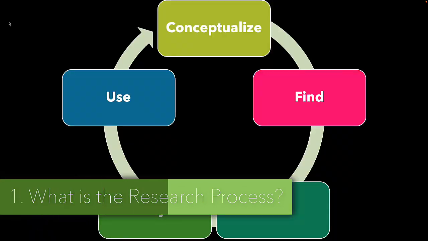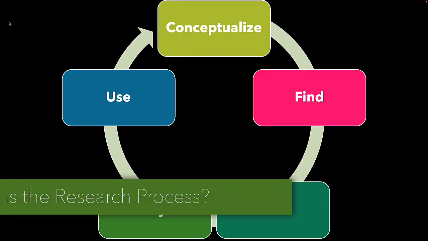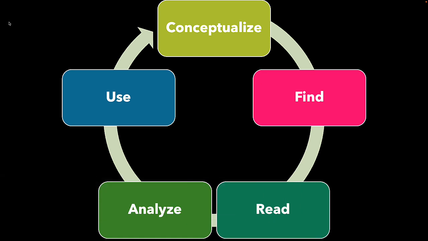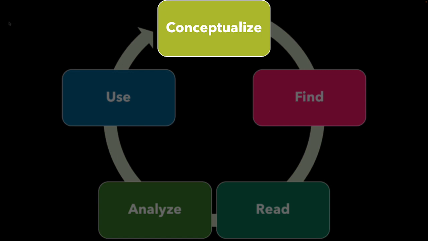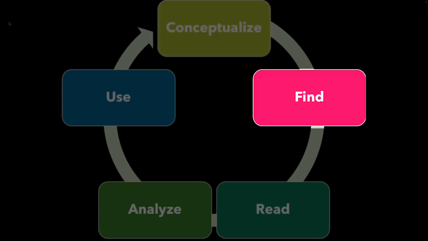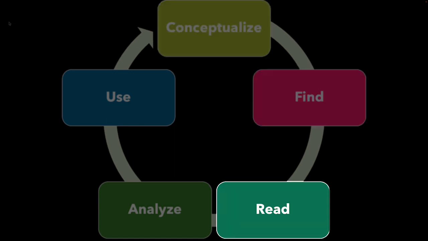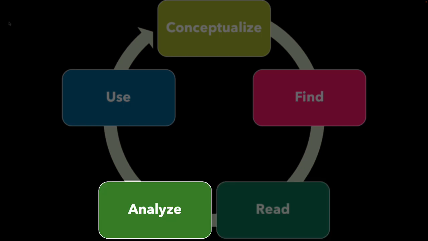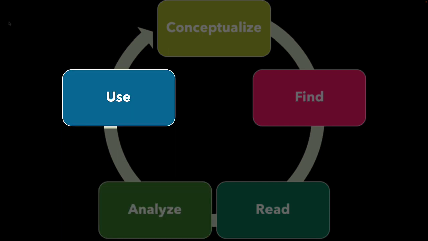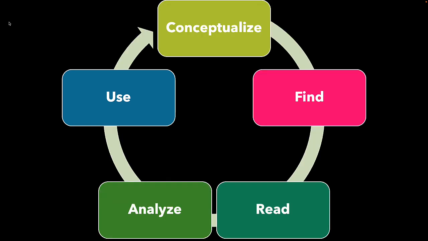All right, you may remember this graphic from a previous video. This represents the entirety of the research process. All research begins with the conceptualization of the project and then proceeds to finding resources and materials to use. Researchers then read those sources and analyze them, much like scientists arranging their experiments and then running those experiments. Finally, researchers use the analysis to create some piece of research, a paper or a poster or a presentation. That's research in a nutshell.